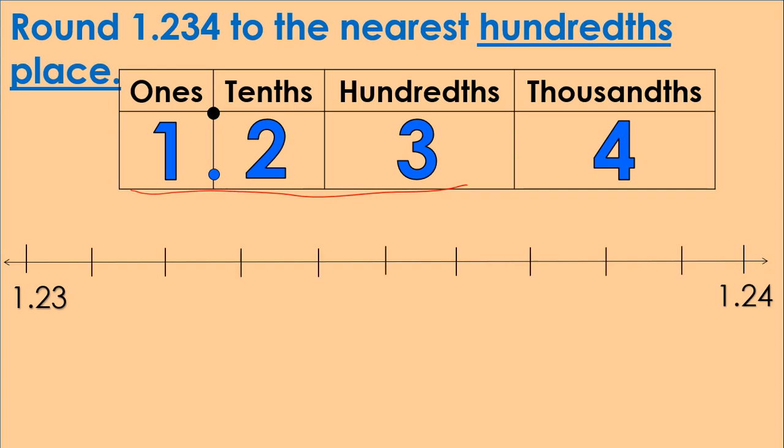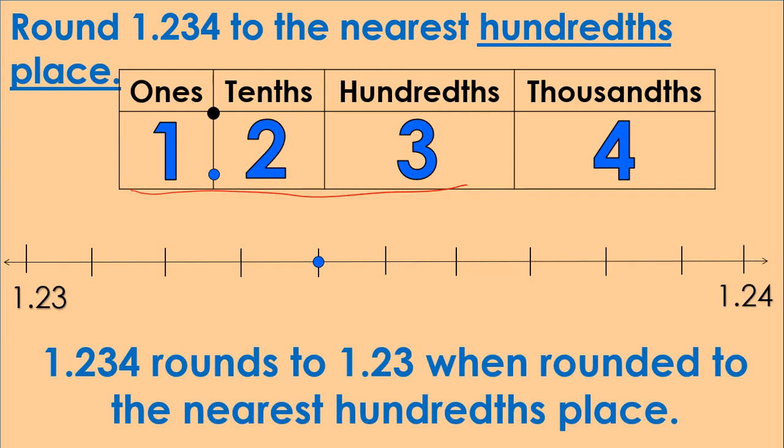We're going to have 10 spaces between 1 and 23/100ths and 1 and 24/100ths. Each mark represents 1/1000th. So we're going to plot 1 and 234/1000ths on our number line. We can see that our point is closer to 1 and 23/100ths than it is to 1 and 24/100ths. So 1 and 234/1000ths rounds to 1 and 23/100ths when rounded to the nearest hundredths place.